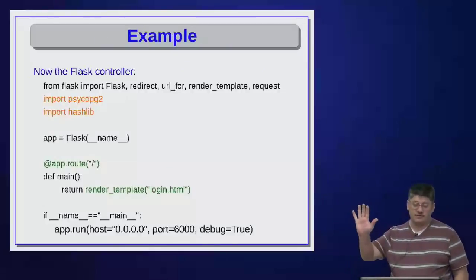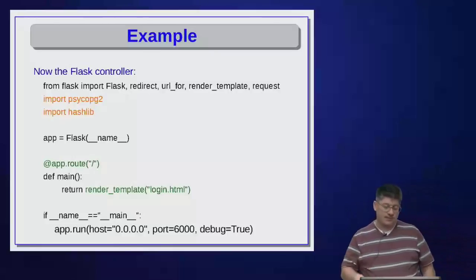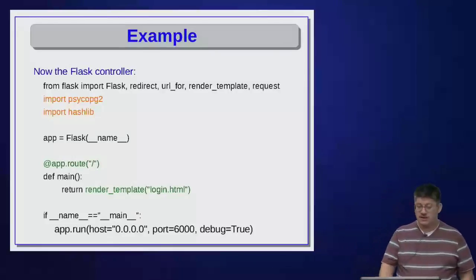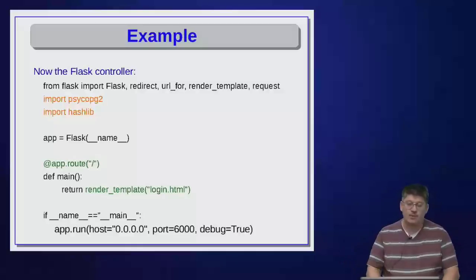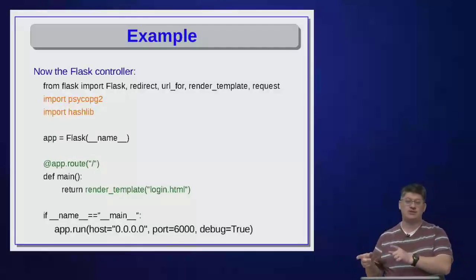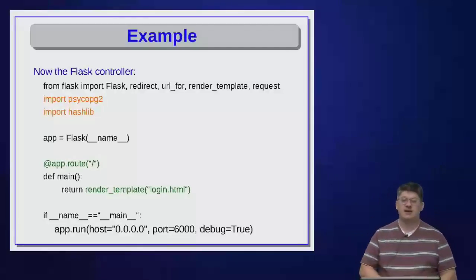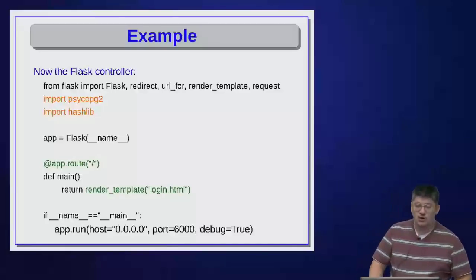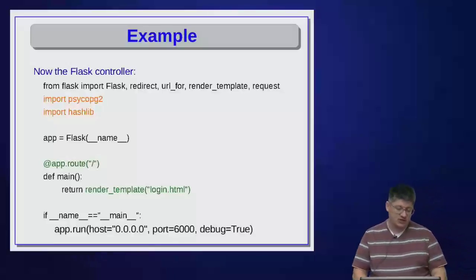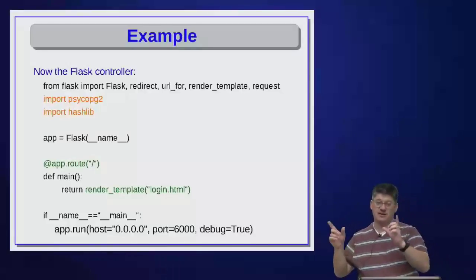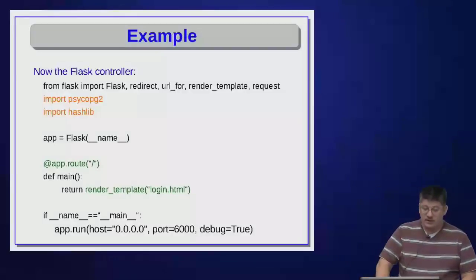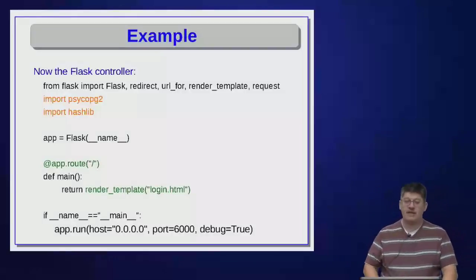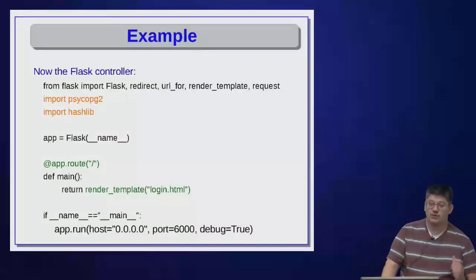Now that we've got a login form, we actually have to make it do something. So we're going to write a Flask controller. We import all the usual things from Flask, but we're also going to import psycopg2 so we can talk to the database, and a library called hashlib that will let us do some MD5 hashing. So again, we create our Flask application by saying app equals Flask of __name__. And then we're going to make a route for the default path, the slash URL. And we're going to map that to a function named main that's just going to render the login page.